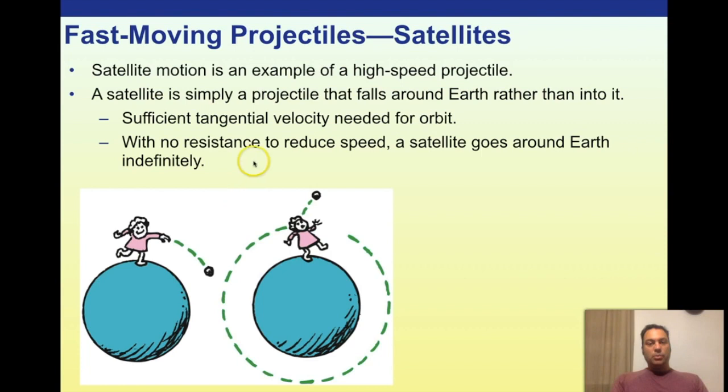All right, so with no resistance to reduce speed, a satellite goes around Earth indefinitely. There's no reason why it would fall out, as long as it's going fast enough that it can get in front of its falling. Remember, it's always falling back towards the Earth, as we'll see in probably the next photo. As long as it continues to do so, it will never actually come back to Earth. It will just continuously circle around.